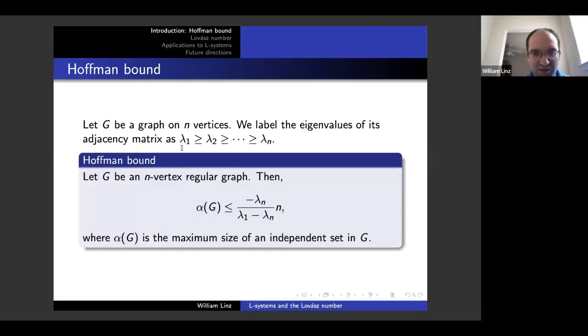Okay, so the Hoffman bound is, let's assume G is in fact a regular graph. Then we get an upper bound on the independence number, the maximum size of an independent set, in terms of the smallest eigenvalue, the largest eigenvalue, and the number of vertices. These are all fairly easy to compute, whereas the independence number is actually quite hard to compute in general, and also quite hard to approximate in general, assuming certain widely believed conjectures in complexity theory. But anyway, that's part of the utility of the Hoffman bound.